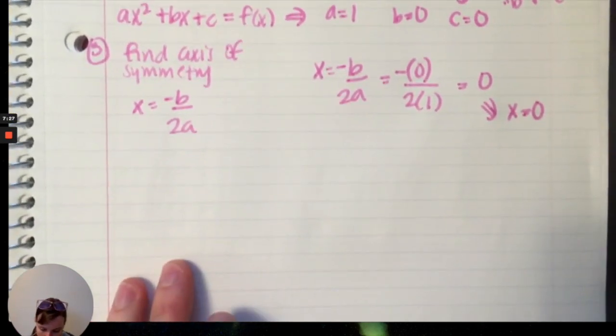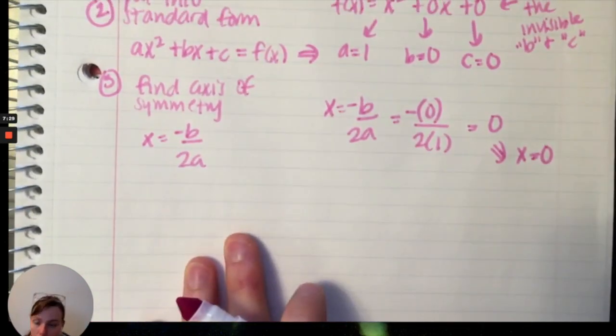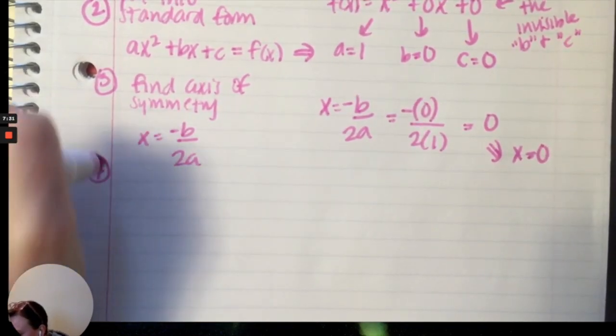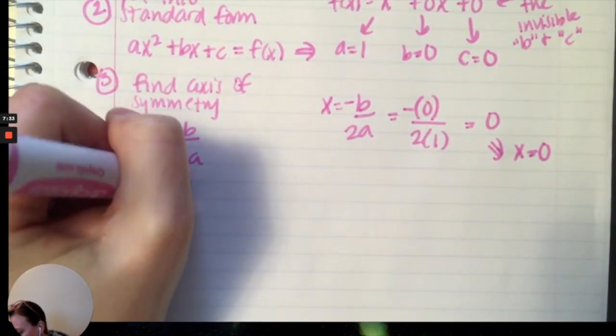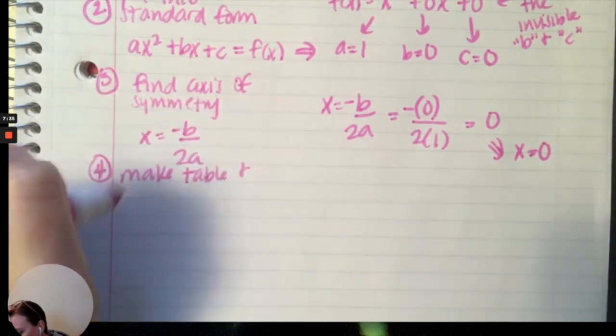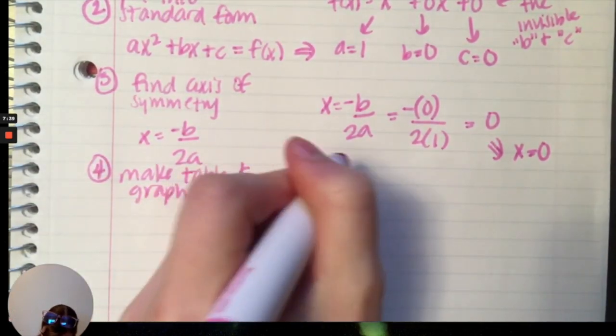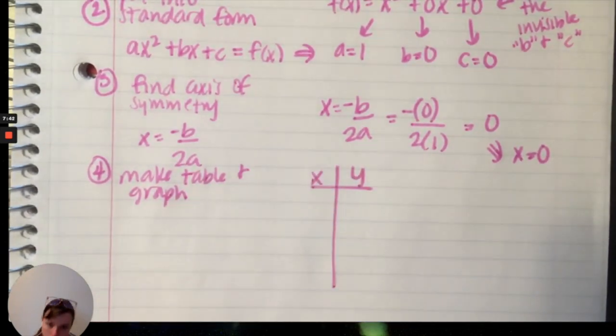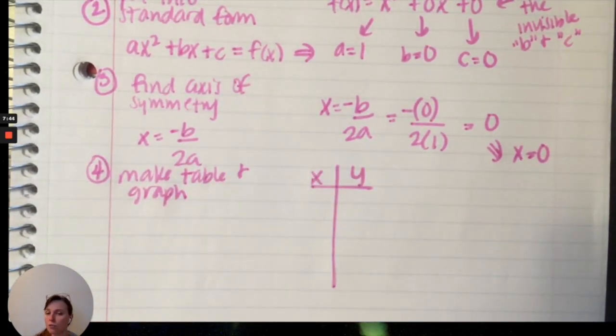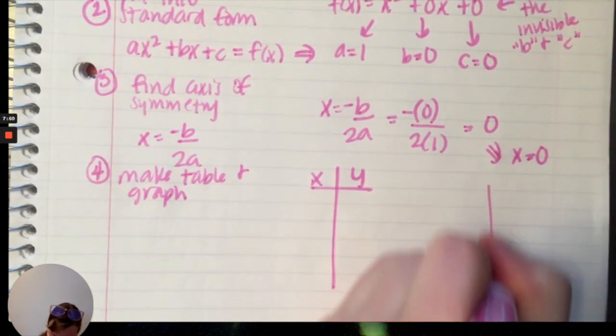So before I move on, this is the next step. We're going to make a table and a graph. So my table is going to be x, y, boom. You could replace the y with f of x, and if you want to add that middle column for work like we did on page 24, then you're welcome to do that as well. And then I have my graph.